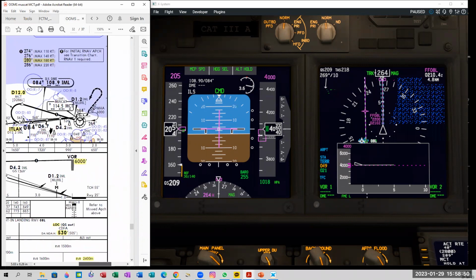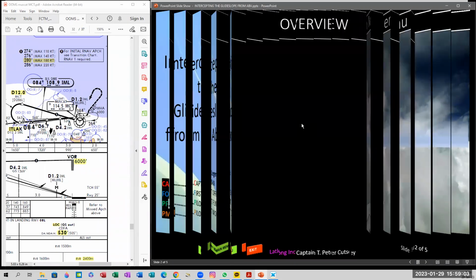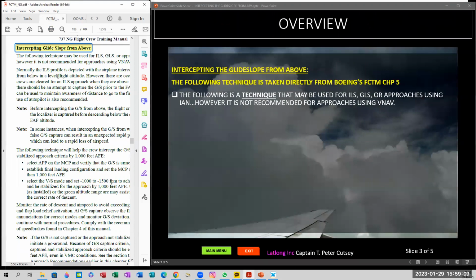Here's a look at the procedure here. We're on the north side and we're downwind now, and we're at flaps up speed, as you can see. Let's go and have a look at a little PowerPoint. And we are going to be referring to a technique, as I mentioned, that's in the FCTM in Chapter 5.